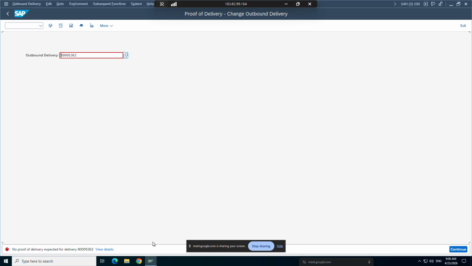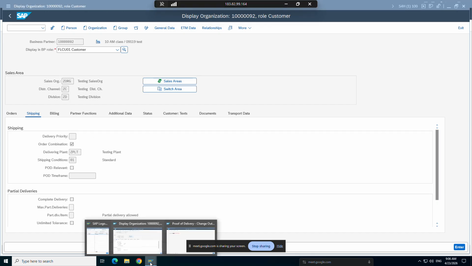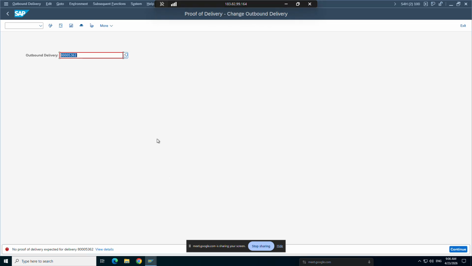But whether my customer is eligible, or relevant for POD or not, that checkbox you have to put in BP. That is the master data control basically. So to put this checkbox, you have to come to BP. And in SAP, to confirm that the customer has confirmed he has received the goods, you have to come to VLPOD.